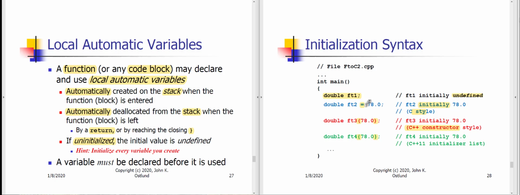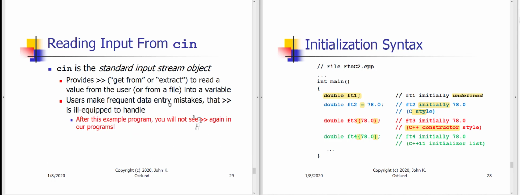Well, rather than hard coding these values like 78.0 directly in our source code, it would be more flexible to be able to read these things in from a user, let's say. We can use cin, which is sort of the opposite of cout. Cin is the standard input stream object to get data from the keyboard using this double greater than symbol operator. And this is called either the get from or the extract operator.